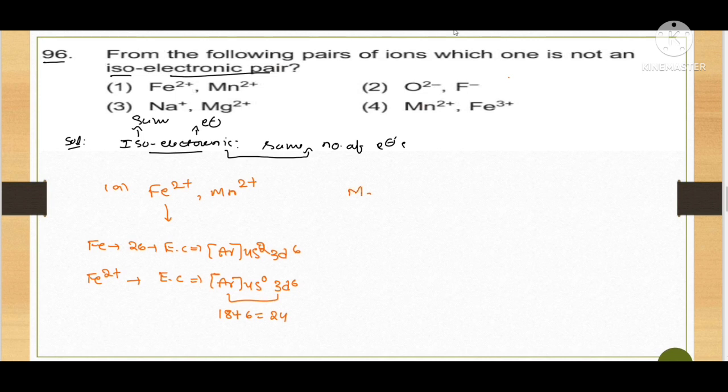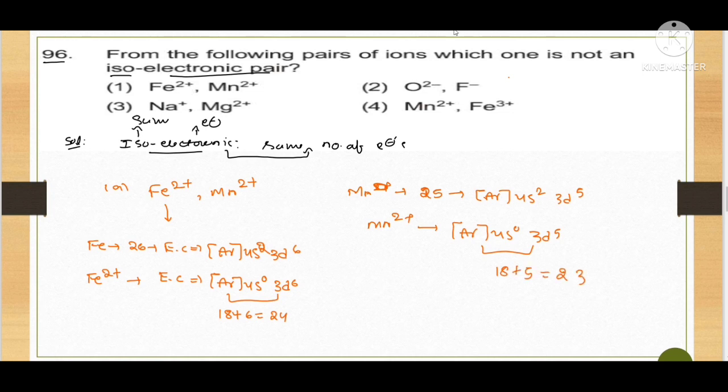Now let us verify Mn2+. Manganese's atomic number is 25. Its electronic configuration is argon 4s2 3d5. Here also there is a loss of 2 electrons. It becomes argon 4s0 3d5. That means 18 plus 5 becomes 23.